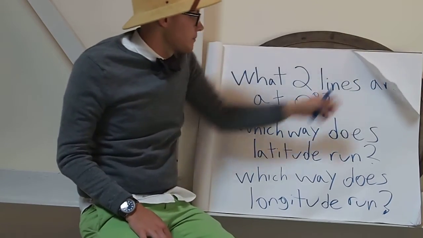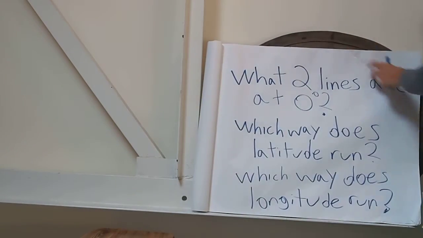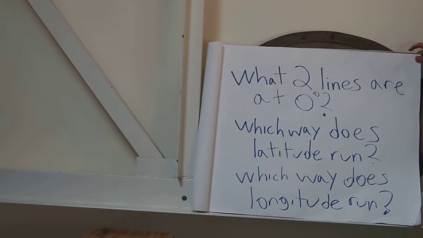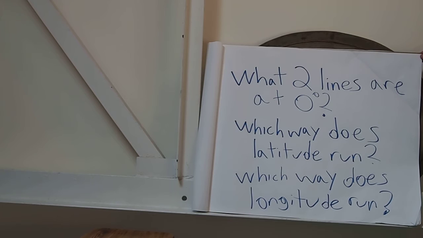And again, the questions are, what two lines are at 0 degrees? Which way does latitude run? And which way does longitude run? And we will turn these in at the beginning of the class.